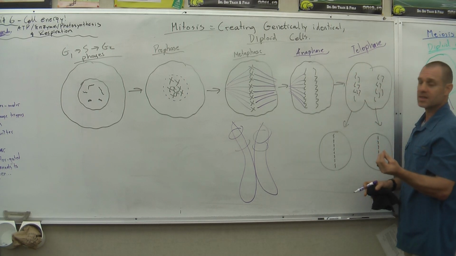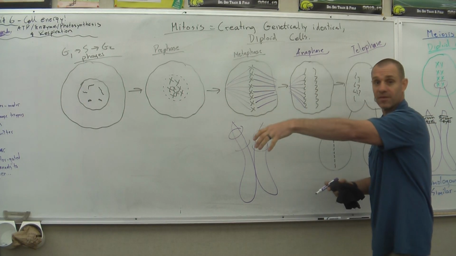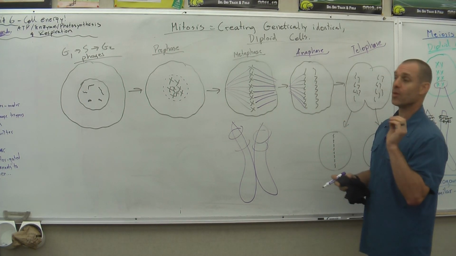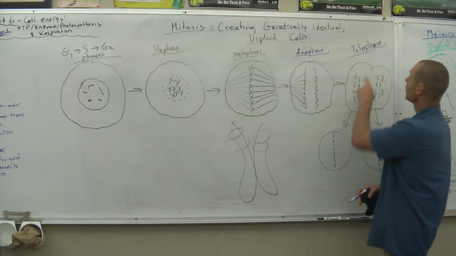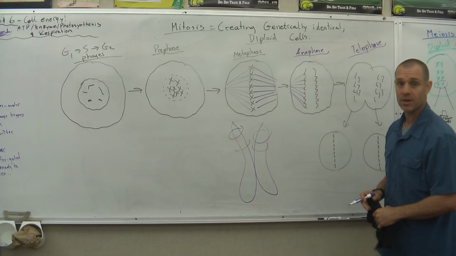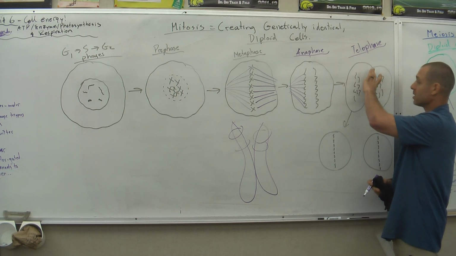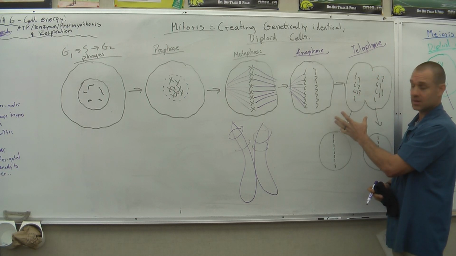Telo, remember, is Latin for distant. So you have a telephone if you want to talk to somebody far away. A telescope if you want to see something far away. Telophase is where the chromosomes are far away. They're as far away from each other as they can get. And now you start seeing the cell dividing here. That would be the beginning of cytokinesis, okay?